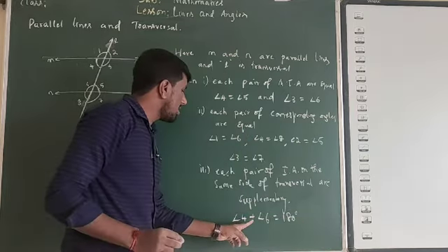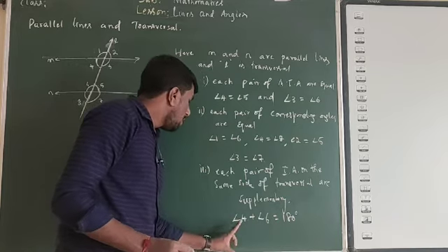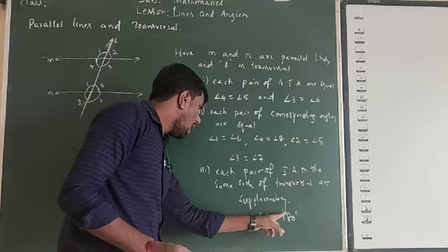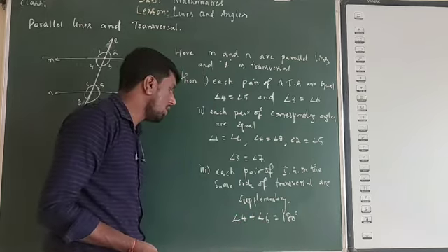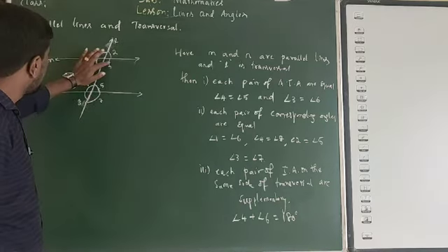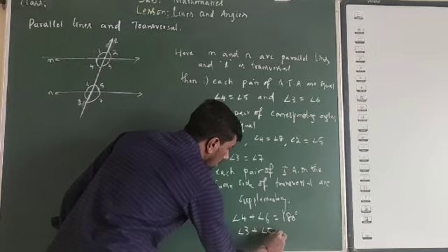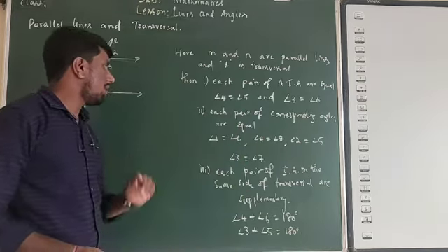They are supplementary in the sense that the sum of those two angles must be equal to 180 degrees. This is the condition: each pair of interior angles on the same side of the transversal are supplementary. Adding those two angles gives 180 degrees. That is the condition. Another condition is angle 3 and 5. Angle 3 plus angle 5 is equal to 180 degrees. This is the condition for the third one.